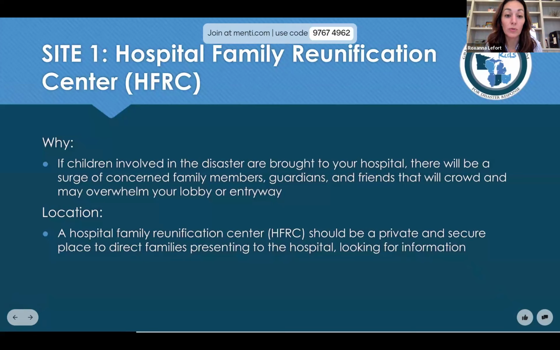And so this is the place that you can direct them so that you can distinguish those people who are just looking for information from actual patients who are seeking care, and really help with that crowdsourcing. This should be a location that's private and secure, and a place that you can direct families away from the clinical areas. Next slide.